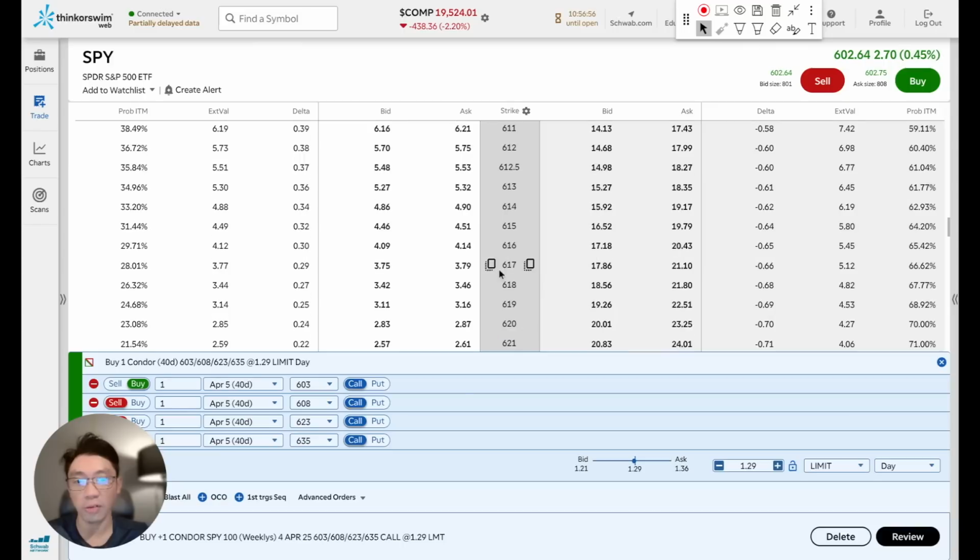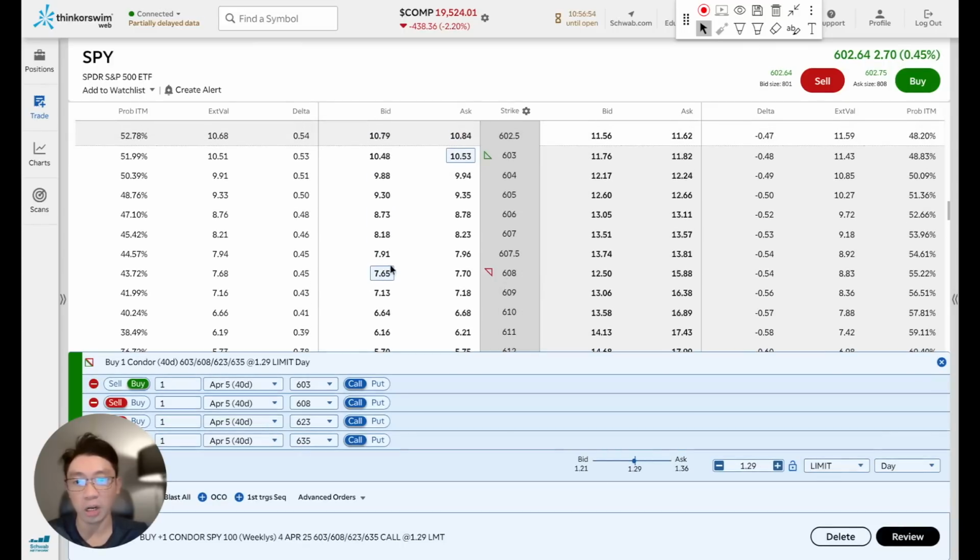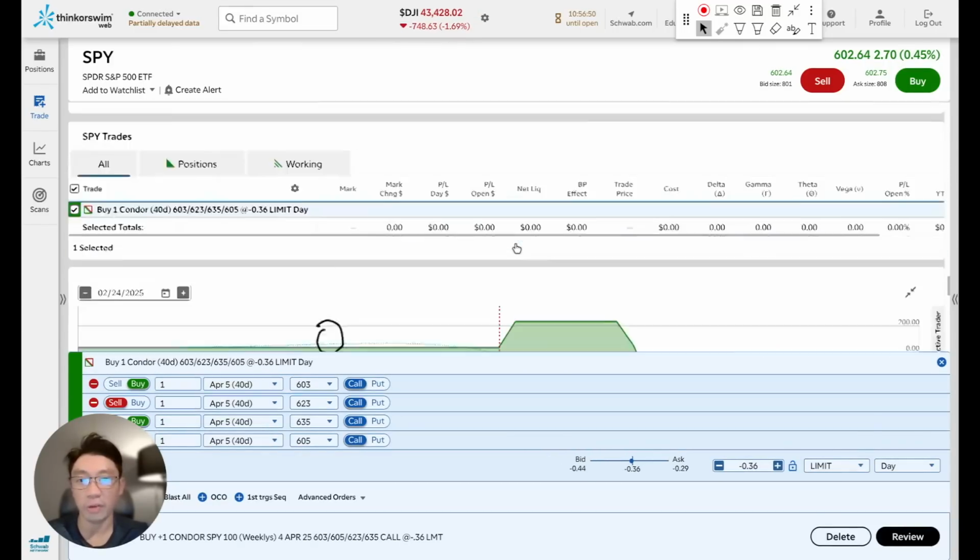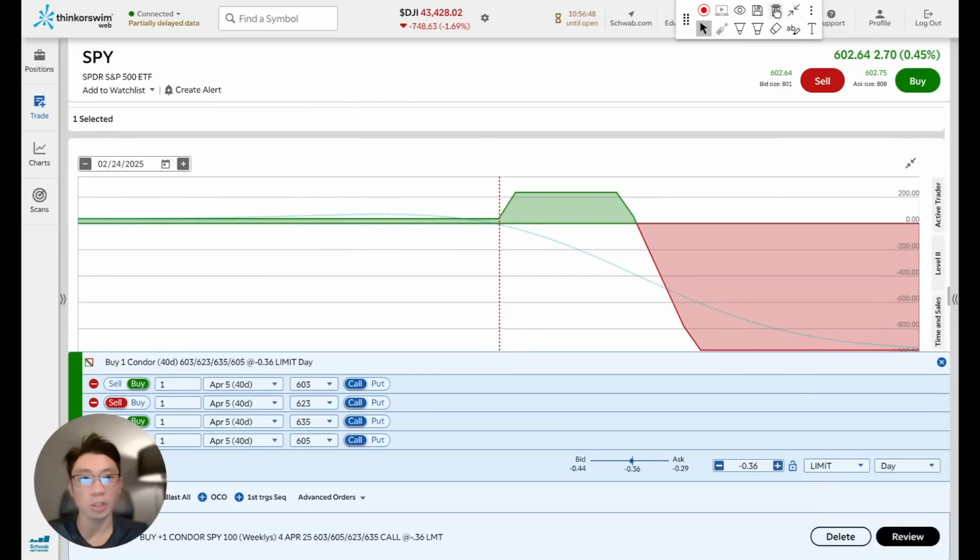Let's go 635. Then let us reduce the call debit spread side as well. Then this is where you can have an overall credit. So as you can see over here, this is the opposite of what you saw just now of the put condor. So this is what you call the call condor.